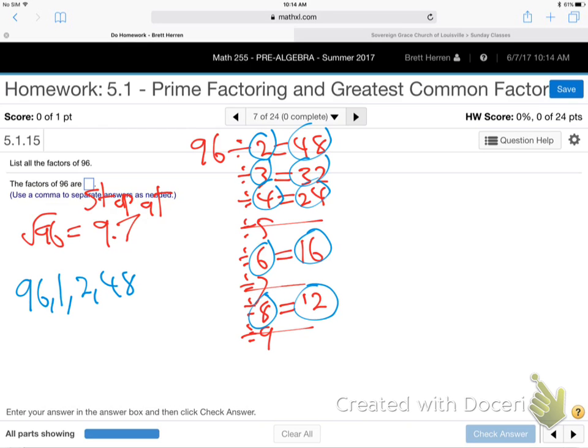So 2, 48, 3, 32, 4, 24, 6, 16, 8, 12. There they are. Order doesn't matter. Is that making sense now? Like you can do that okay? Those are all the numbers that divide evenly into 96. There are no others.